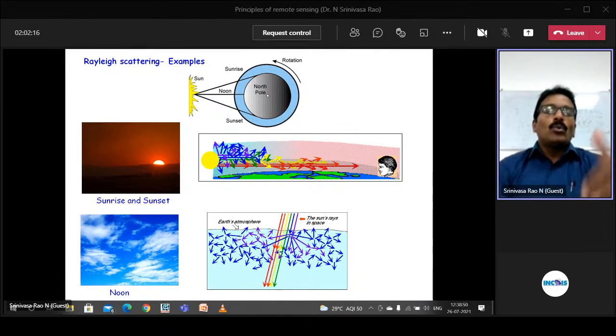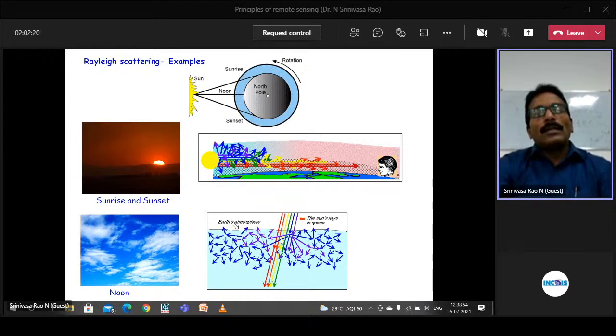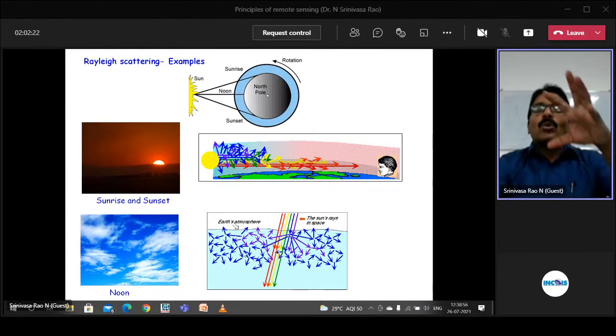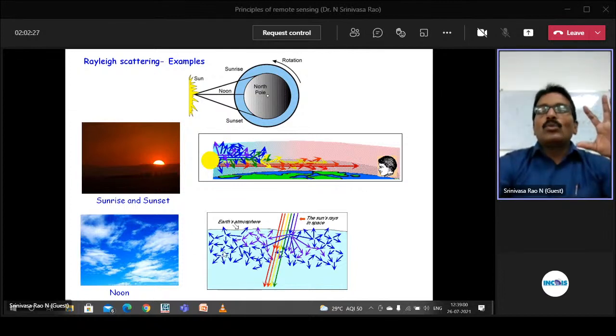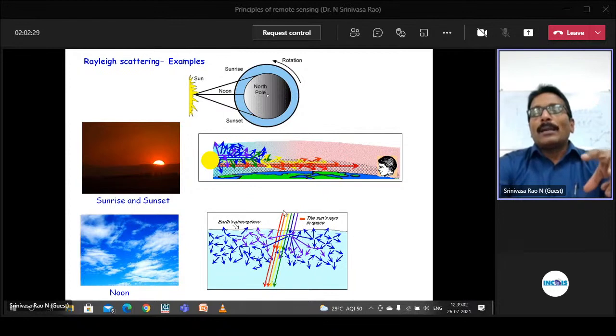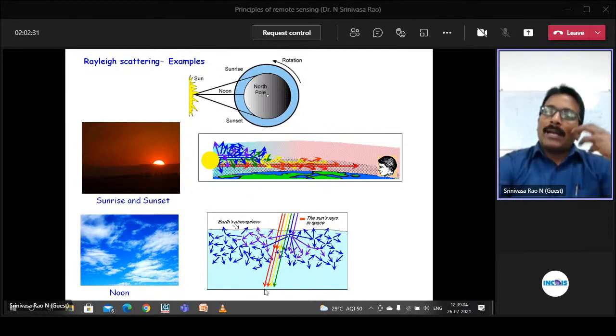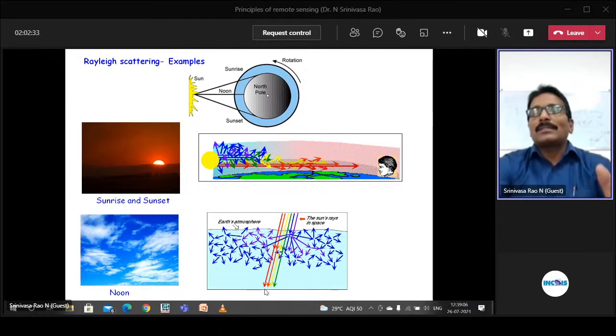But if we come to noon time, the distance is reduced. During that time, the blue light scatters, so all the scattered light in the atmosphere, the whole sky looks blue. The remaining light comes to our eye. That is the concept. It's clear: the distance plays a role in the scattering.